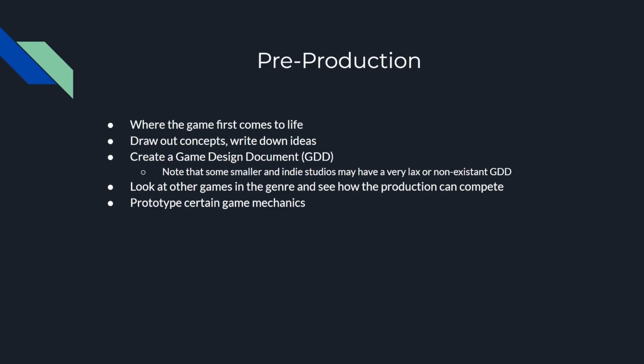In pre-production, you also look at other games in the genre and see how your production can compete. If you're looking at a tower defense game, you could look at a lot of games, such as Gemcraft would be one of them. That's what we looked at when my studio made our first tower defense game. We had a lot of fun making it, and this is also where you can prototype certain game mechanics, such as a double jump, a jetpack, or a very fancy gun.